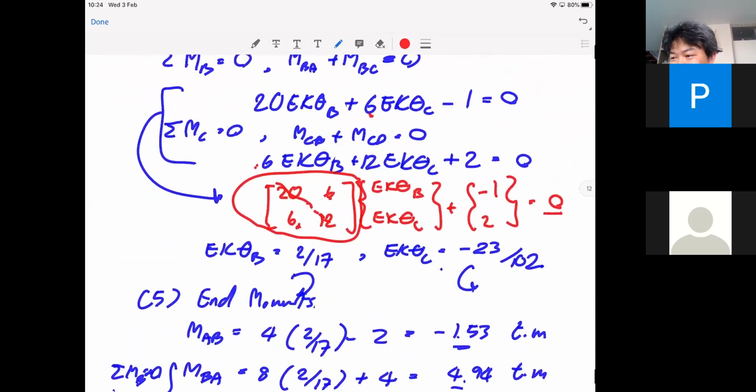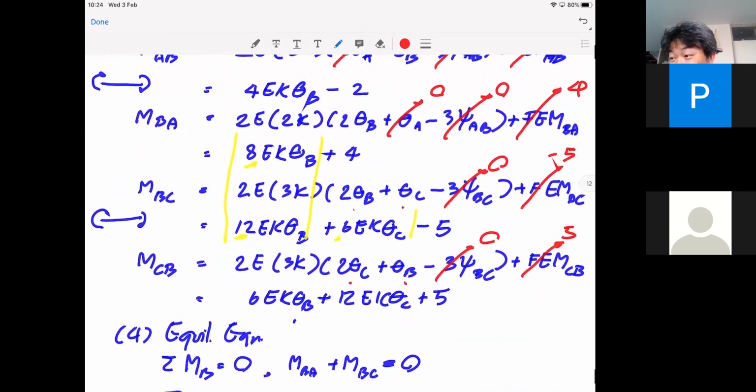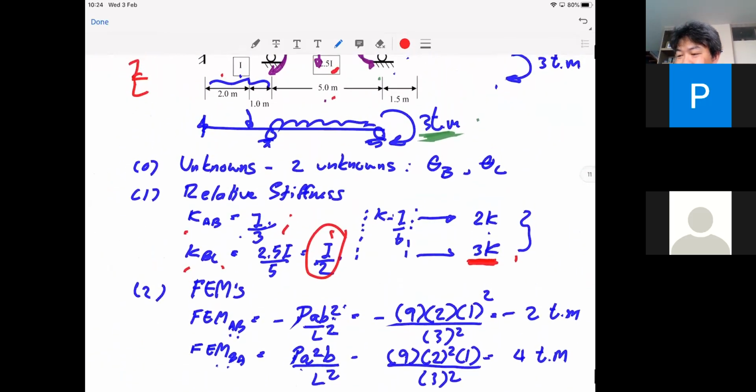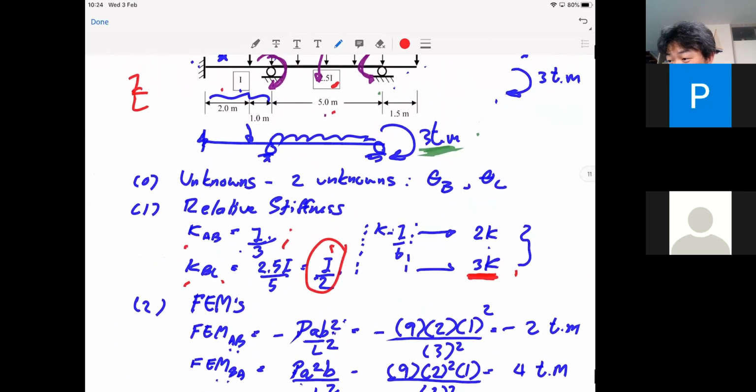So let's come back here, since the very first one. Let's say the stiffness of member AB here is I over 3, right? It's I over length. Length is 3 meters and moment of inertia is I. So that's I over 3 for KAB, correct? And then K for member BC, the length is 5, but you have 2.5 I. So the stiffness of member BC is 2.5 I over 5, or I over 2.